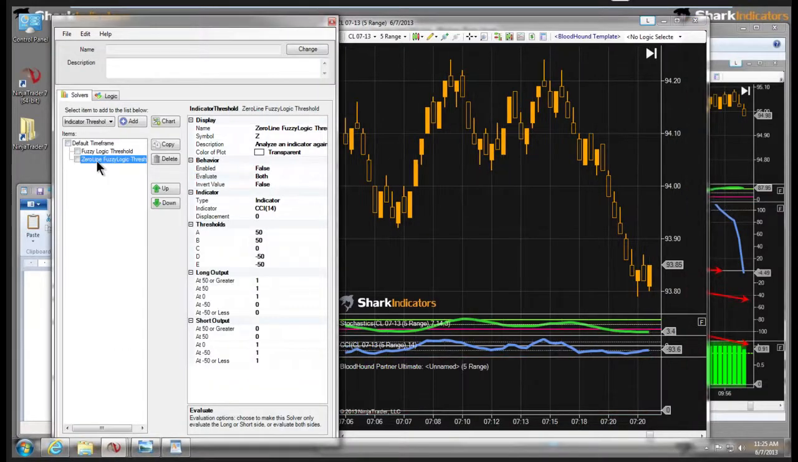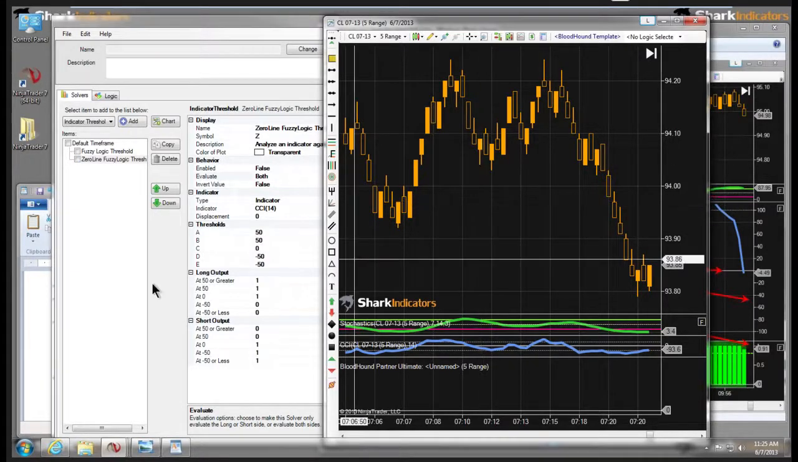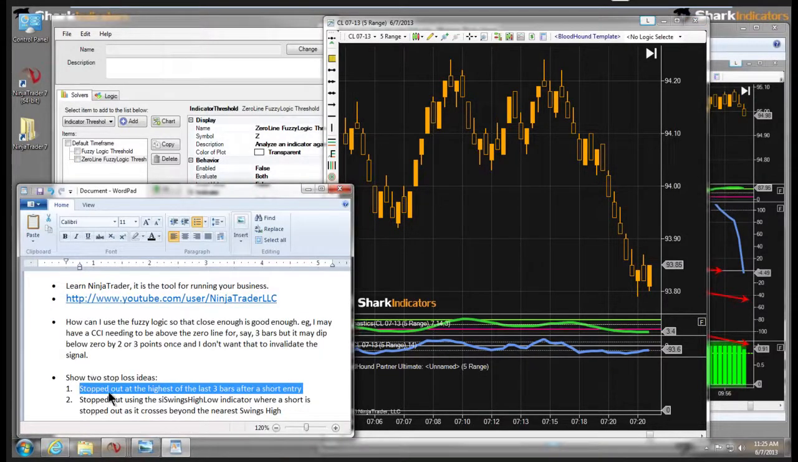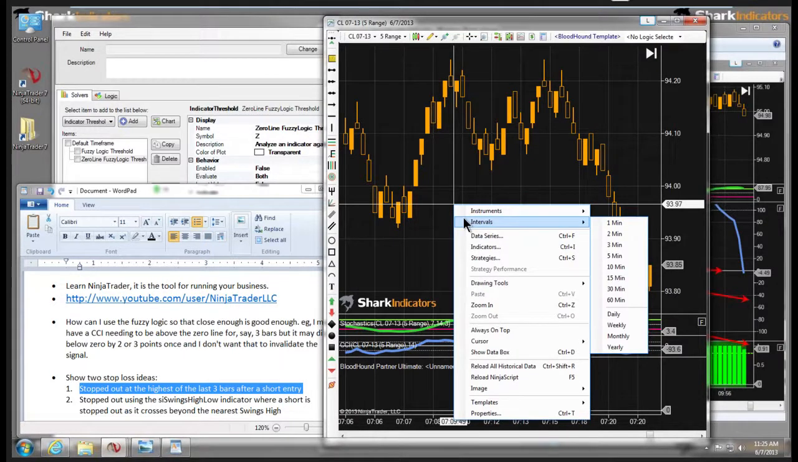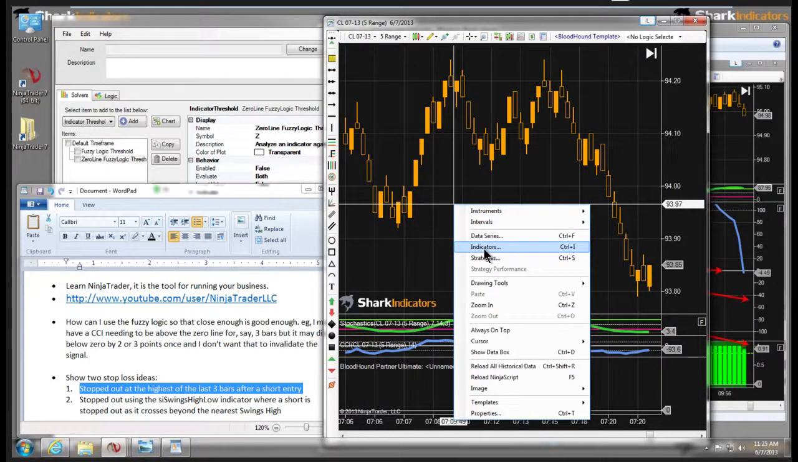And turn all the solvers off. So what I'm going to do is put SI Chameleon on the chart, because the way this was asked was the last 3 bars. So we want to get stopped out at the highest of the last 3 bars. And Chameleon can do that.